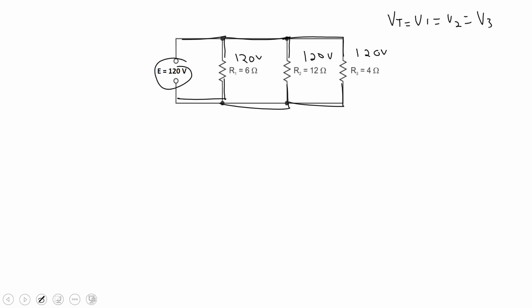So we can also determine the current flow through each one of these branches. So 120 divided by 6, we're looking at 20 amps through branch 1, through branch 2, 10 amps, and through branch 3, 30 amps per branch. Now, this is review of first period basic parallel circuits.